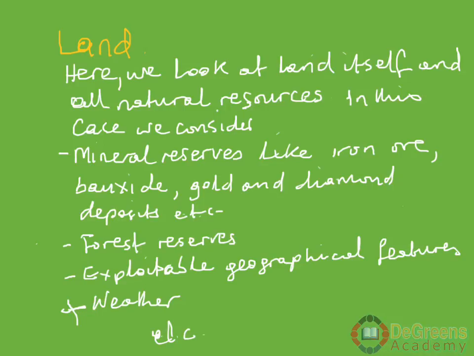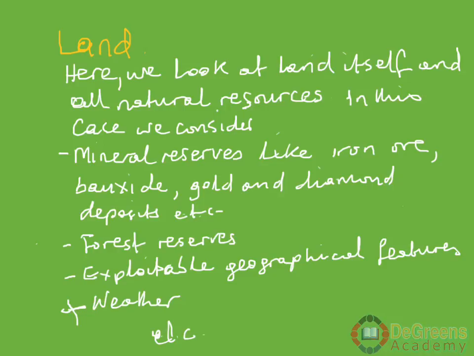Here we are looking at land. You know what is land? Earth. That is what most of you know. A piece of land, getting it. That is one aspect of land, but that is just one. It also includes all natural resources. So all natural resources that are used in the production process are considered here.